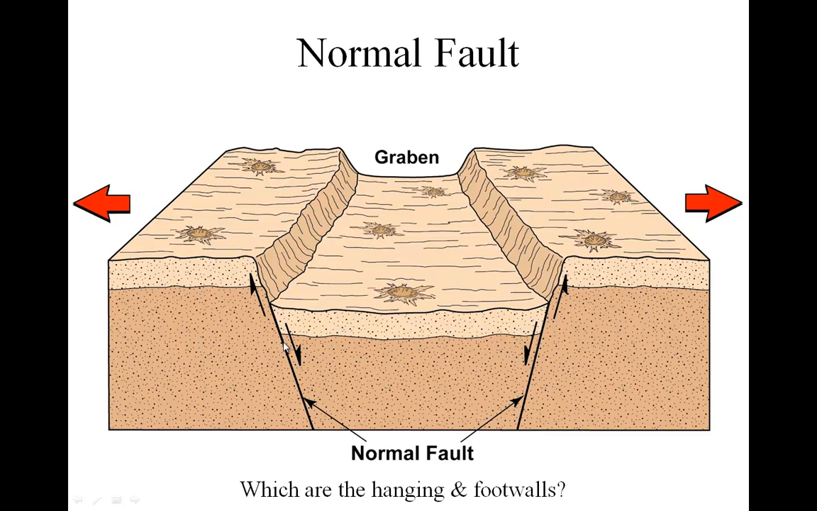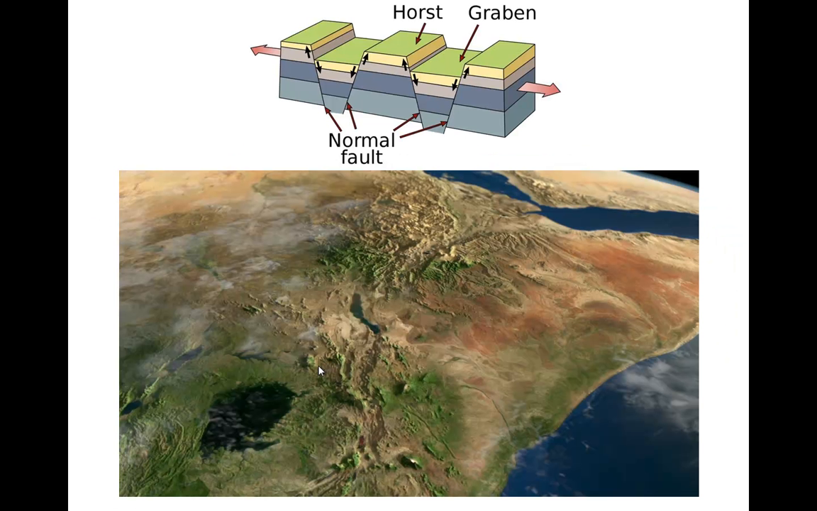Which is the hanging wall, which is the footwall? If you stand right there and imagine on this fault, this is the one that's above your head, this is the one below your foot. It is normal motion for that block to go down. This is a normal fault. Oh, there's actually a horst right there. So we've got a graben and a horst.